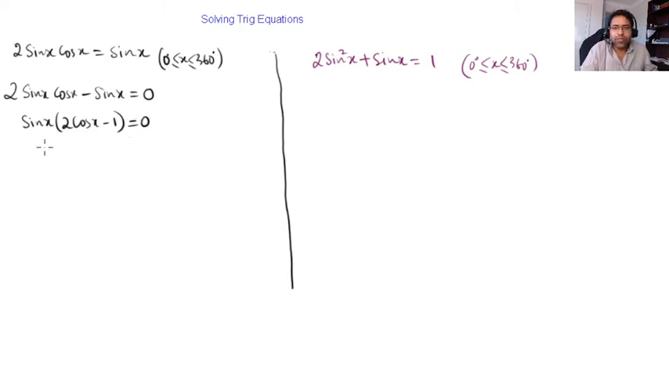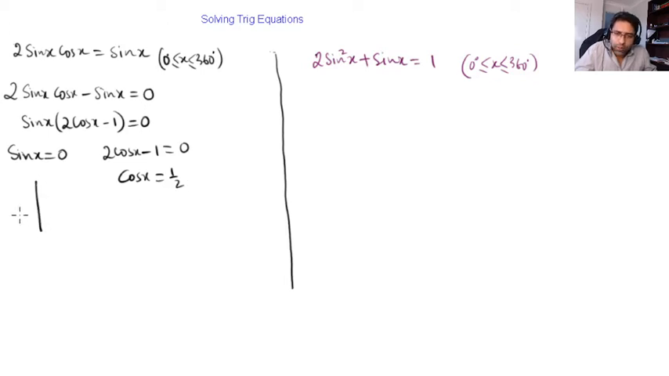As I said, we are trying to factorize these two terms, and now you can see either sine x equal to 0, or 2 cos x minus 1 equal to 0. So it means cos x will be half. Minus 1 goes to the other side as 1, and divide by 2. So we basically have two equations now: one is sine x equal to 0, one is cos x equal to half.